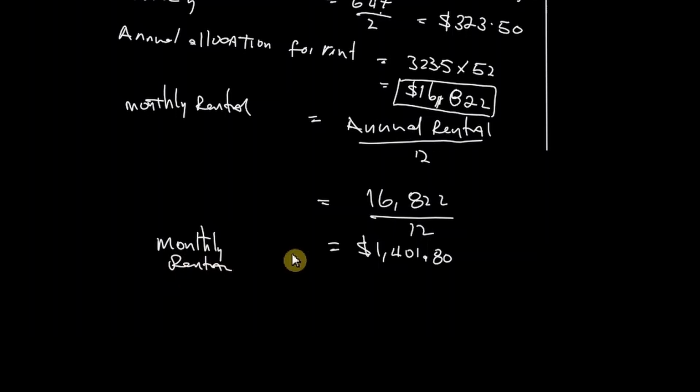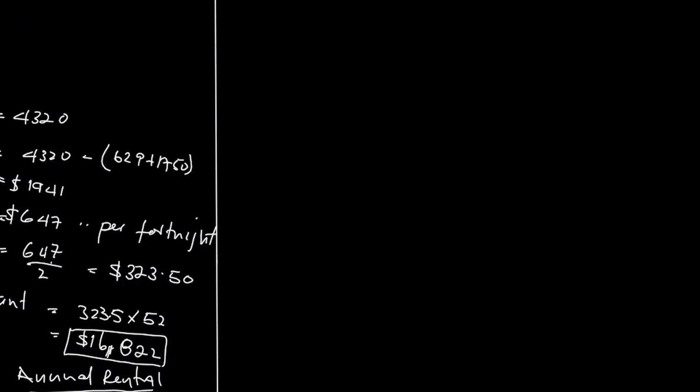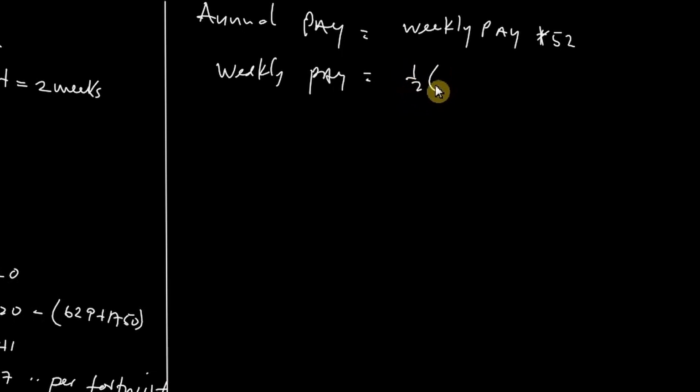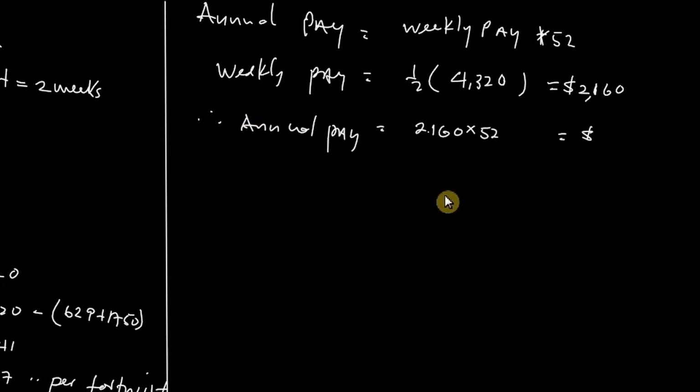But what about her annual pay? Her annual pay, that's right, is simply her weekly pay multiplied by 52. But weekly pay is half her fortnightly pay. So that's right, it's a half of the fortnightly pay, which is 4320, and that gives $2,160. And that's her weekly pay. Therefore, annual pay is equal to 2160 by 52, and that is equal to $112,320. So this is her annual pay.